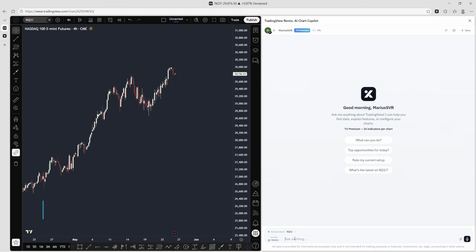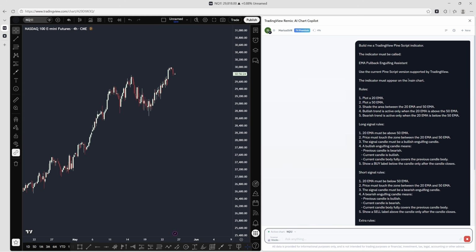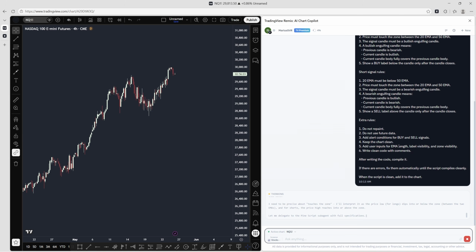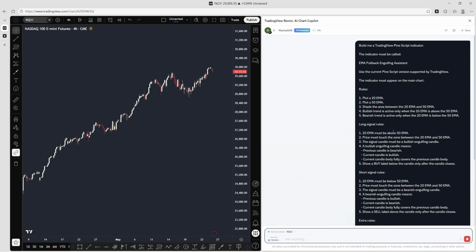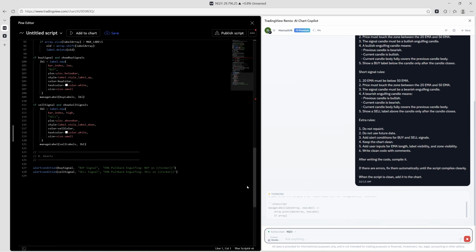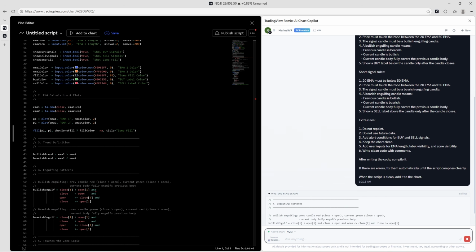Now ask the AI Copilot to build the indicator for you using this prompt. Watch what happens. It writes the Pine script for you and it compiles the code. If the script gives an error, Copilot reads the error, edits the code, and compiles again. You are not touching the Pine editor. This is important for beginners because coding errors are where most people quit. But here, the coding agent keeps working through the error until the script is clean.